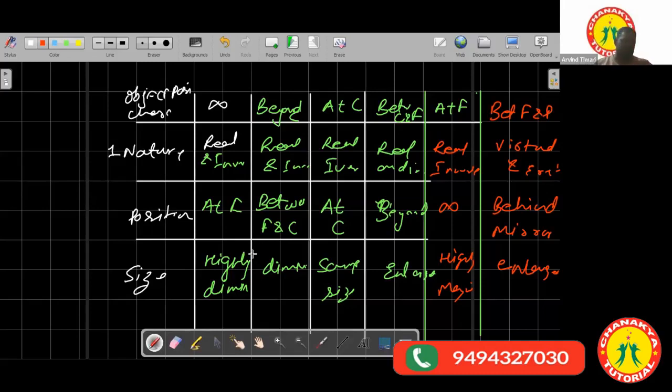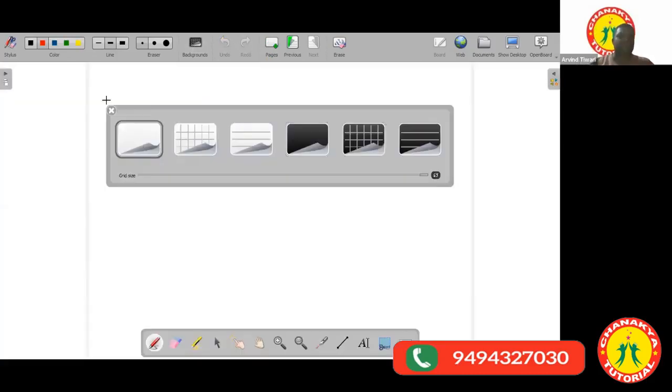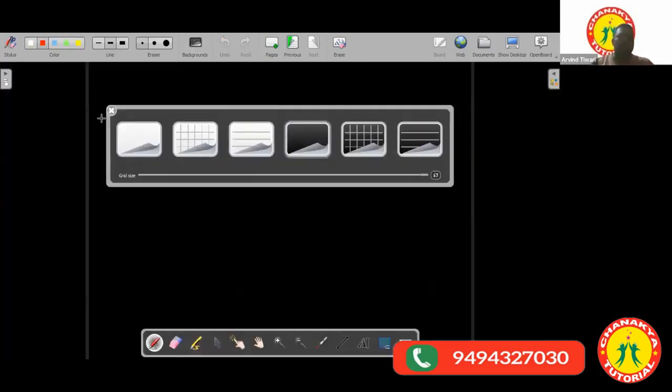Okay. So now see the next, we'll see image formation by convex mirrors.